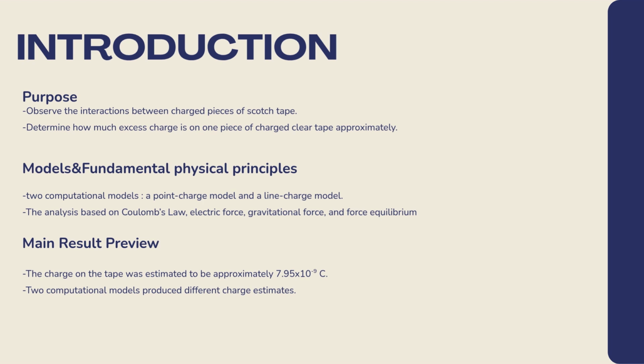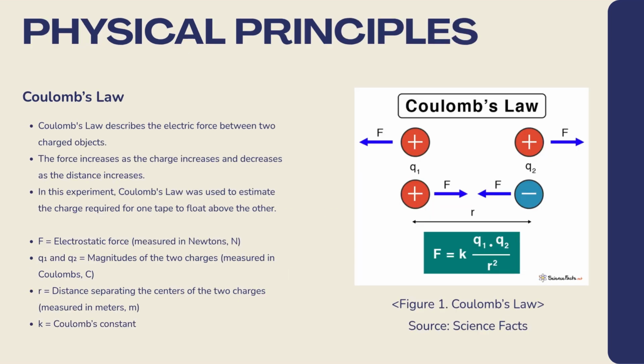There are two computational models, a point charge model and a line charge model. The analysis is based on Coulomb's law, electric force, gravitational force, and force equilibrium. The main result is that the computational models produce different charge estimates.